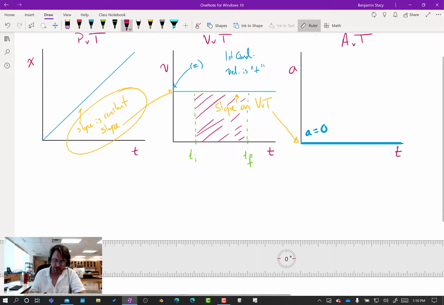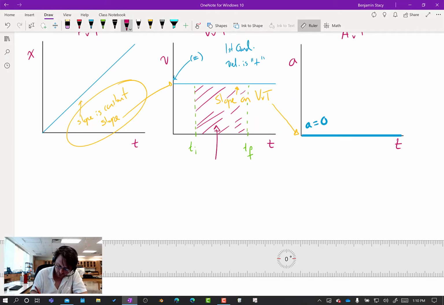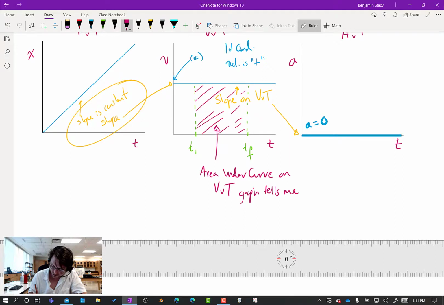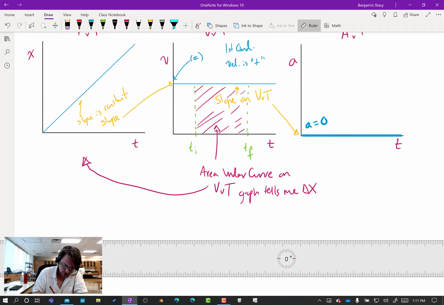And we said that finding this area under the curve provides you with the change in position. So area under the curve on a velocity versus time graph tells me change in position, or in this case, delta x. So this goes back and tells me what the change in position is between whatever the initial and final times are. We'll just review that quickly.